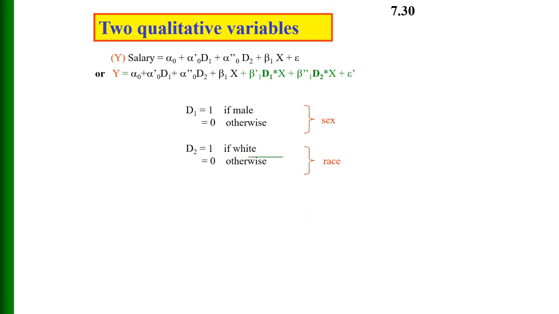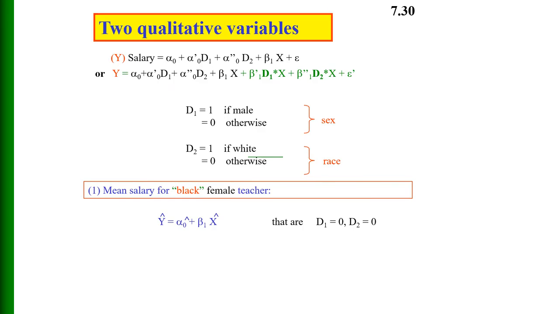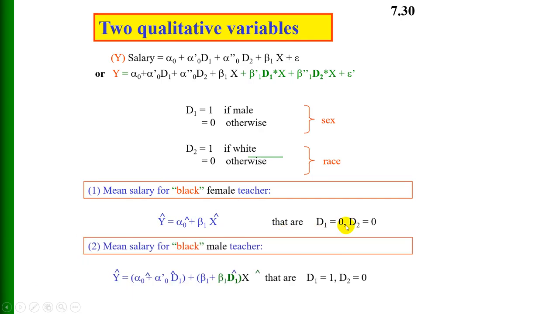We may also compare these here: salary, and these are various dummies. D1 is equal to 1 if male, 0 otherwise, and D2 is equal to 1 if white, 0 otherwise. So mean salary for black female teacher will be like this when both the dummies are equal to 0. And this is mean salary for black male teacher, so there is one dummy here.